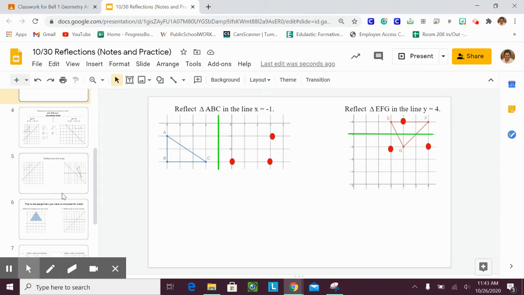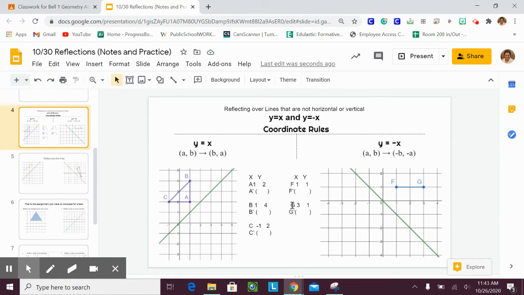Okay, now here gets to some stuff that might be a little trickier for us, but it's actually not that bad. So instead of just reflecting over lines that are horizontal and vertical, we can also reflect over diagonal lines. And these lines are y equals x and y equals -x. Okay, so there are 2 options for you. I'm going to show you how to do this with the rules that you see here.